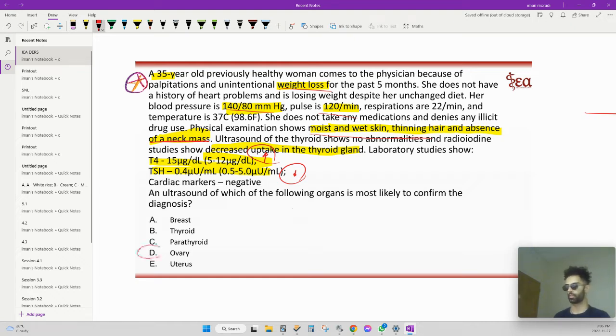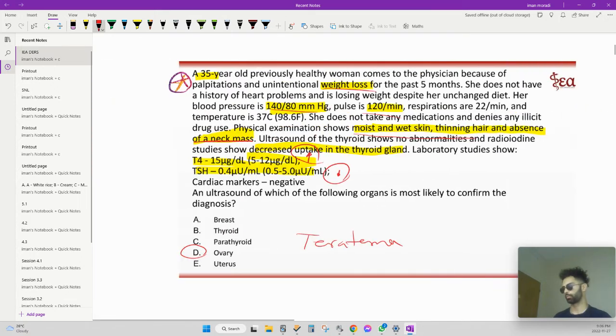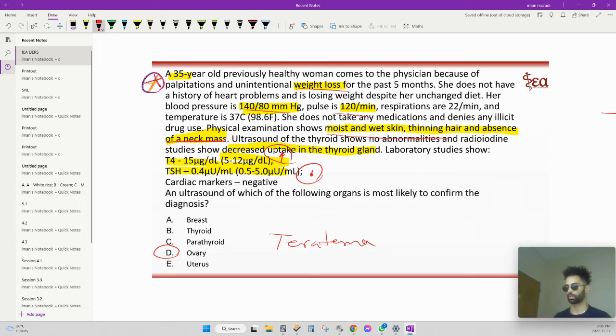The answer is ovary. The ovary can sometimes have tumors, these teratomas. Remember, these teratomas can have normal human tissue. Sometimes they can have thyroid tissue in them, and they will be producing thyroid hormone. So this was a hard question because I was just reading this, not even thinking of metastasis, like what kind of thyroid disease. I think I chose thyroid maybe for this question. I don't really know.